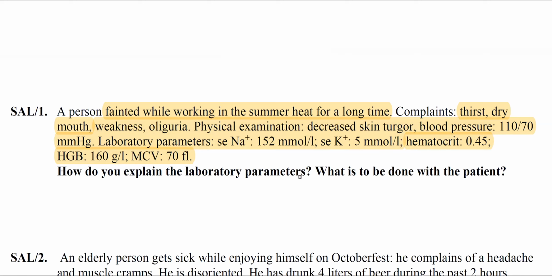Okay, let's summarize these things. What will happen? Well, the complaints, thirst, dry mouth, etc., are typical for dehydration. Decreased blood pressure is probably because of the excessive fluid loss, so hypovolemia is the result. And since water is lost quicker than sodium, we do have a hypernatremia, relatively speaking.